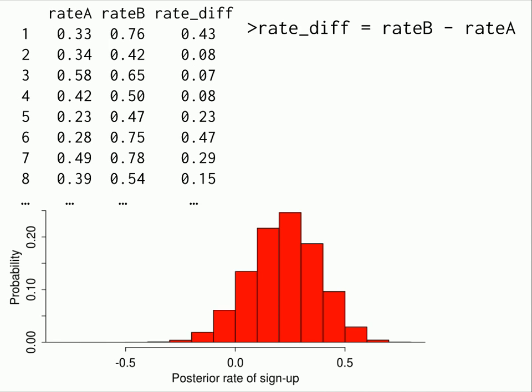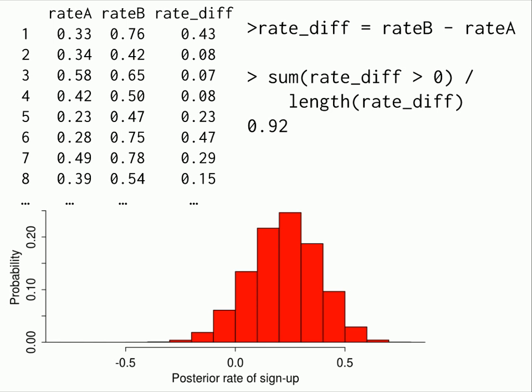Again, since we are working with a table of parameter draws, it is very easy to calculate the probability that rate B is higher than rate A. We simply sum up how many draws of the rate difference was above 0, that is, how many times rate B was higher than rate A, and then we divide by the total number of draws. This time we get that 92% of the rate difference distribution is above 0. That is, there is a 92% probability that rate B is better than rate A.